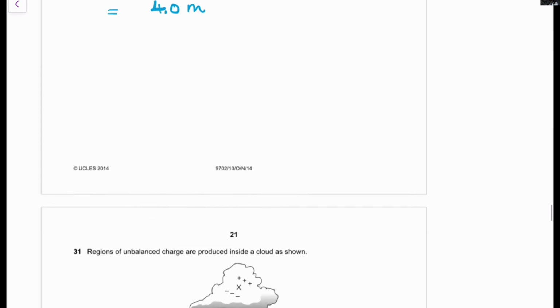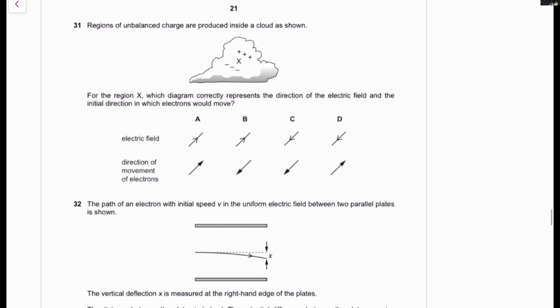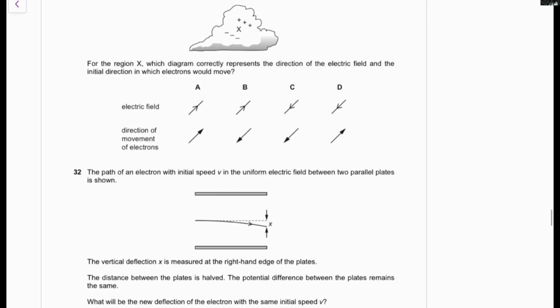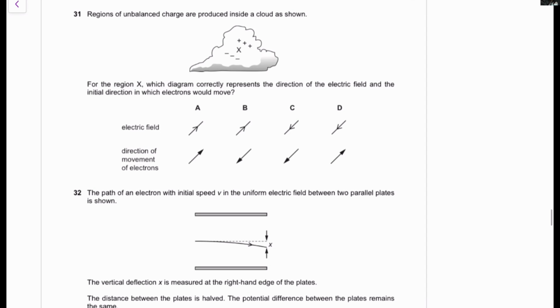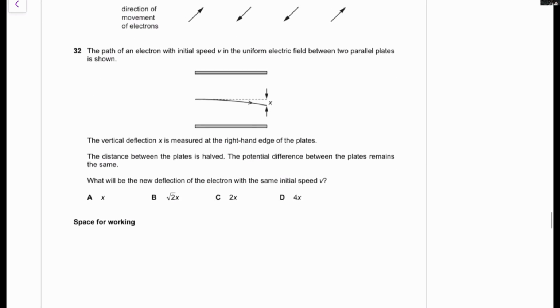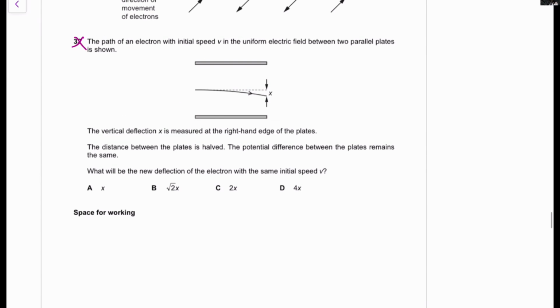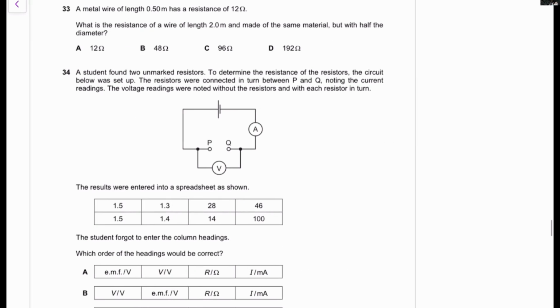Very important. Okay, question 31, we've been given a region of unbalanced charge that are produced inside a cloud as shown. Yeah, so that's basically electric fields. They're out of our syllabus if you're doing AS after 2022. Question 32 again, these are electric fields. They're also out of our syllabus. So we'll start with question 33.